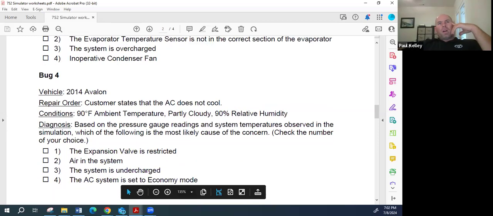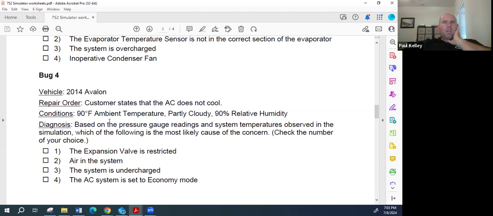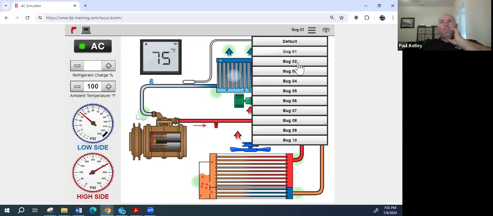All right. Bug number 4. Here we go. 2014 Avalon, customer states AC does not cool. Shocking. A lot of these have been similar. It's 90. All right. Let's go ahead and we'll peek at that one. Bug number 4.